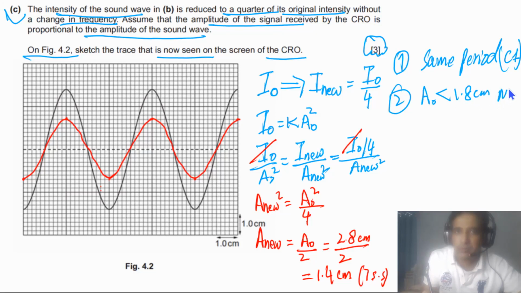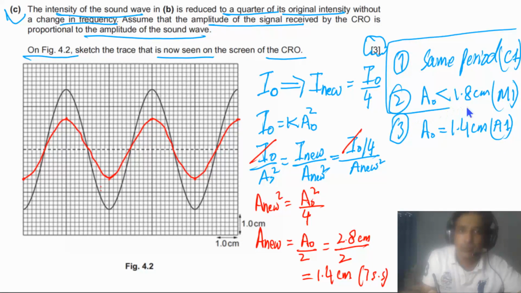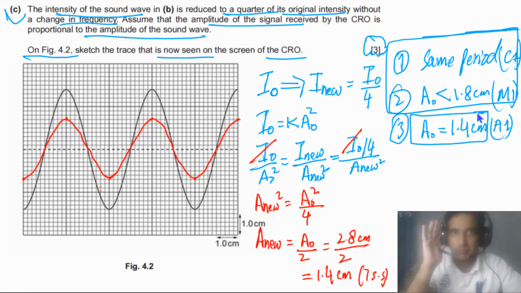You will get 1 mark, and that is M mark. Any value, but has to be smaller than 1.8 centimeter. And the third mark you will get if the amplitude is equal to 1.4 centimeter exactly. If you satisfy these first two conditions, you will get 2 marks. And if you have satisfied the last one as well, you will get full 3 marks.